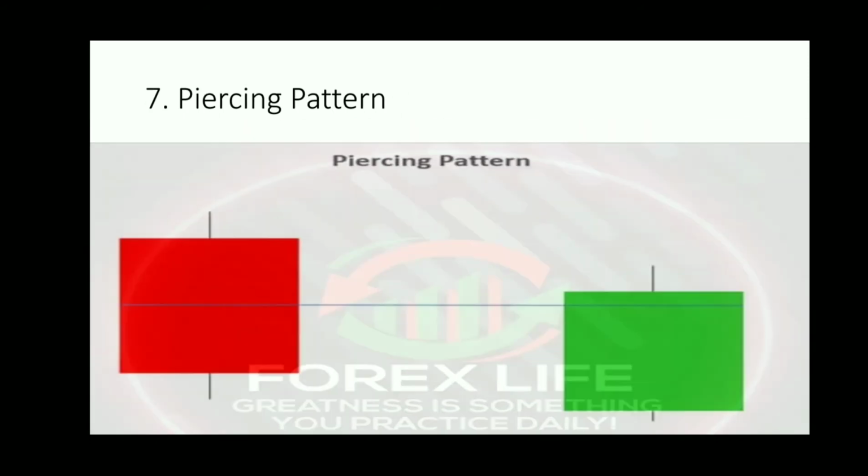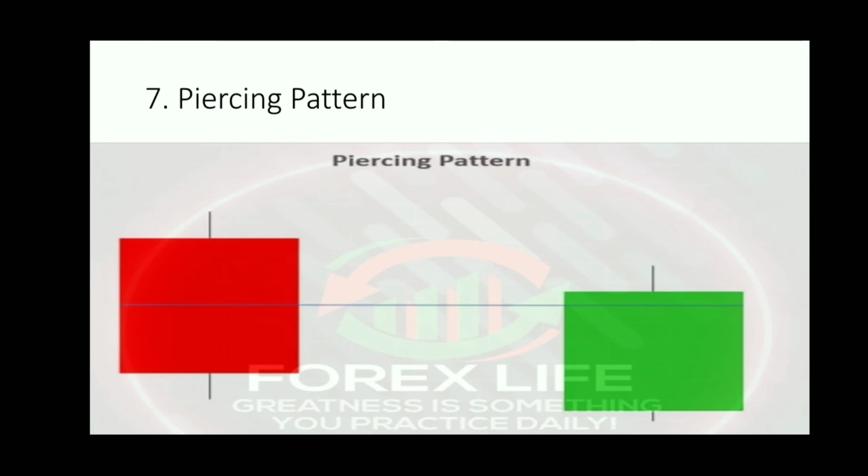Okay, number 7 that we will be moving over to is called the piercing pattern. Now, the piercing pattern is viewed as a bullish candlestick reversal pattern at the end of a downtrend, or during a pullback within an uptrend, or at the support. There are two components of the piercing pattern formation: we have the bearish candle and we have the bullish candle.